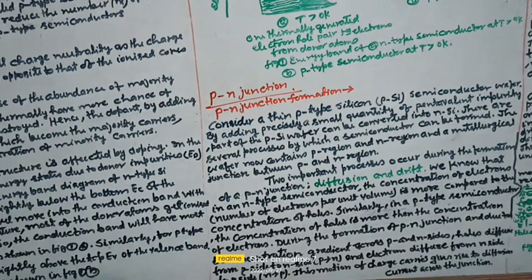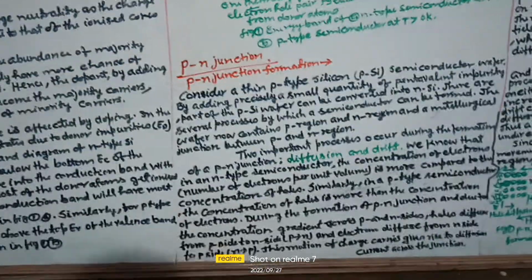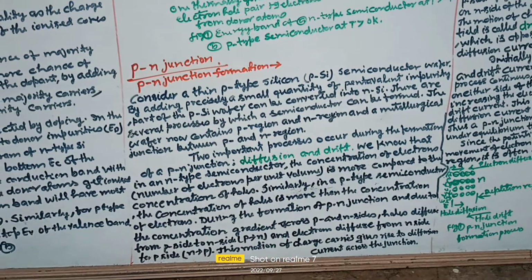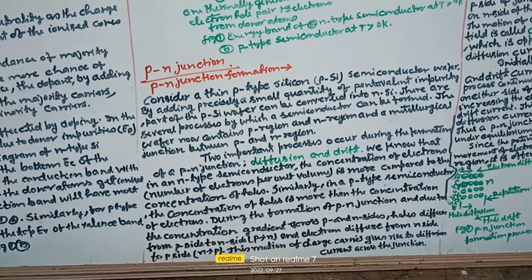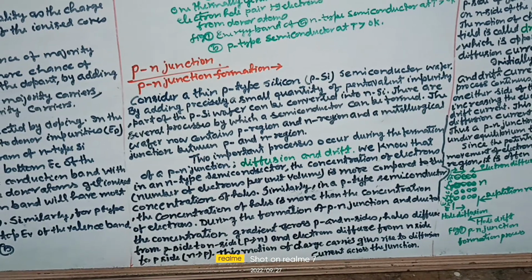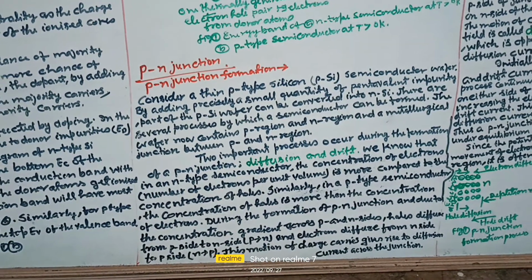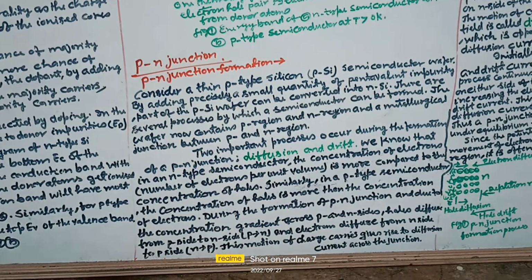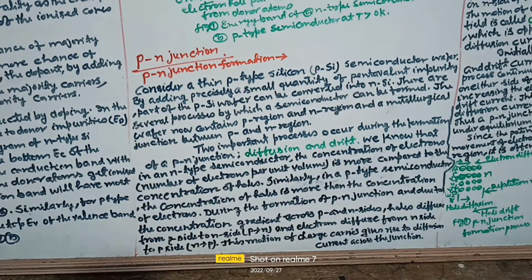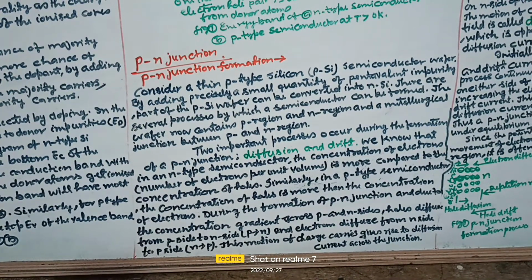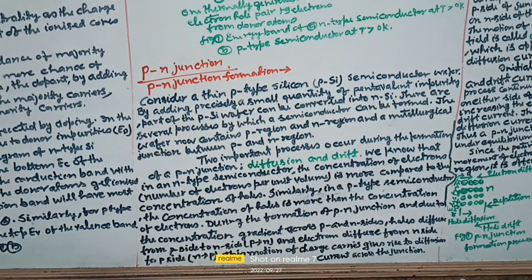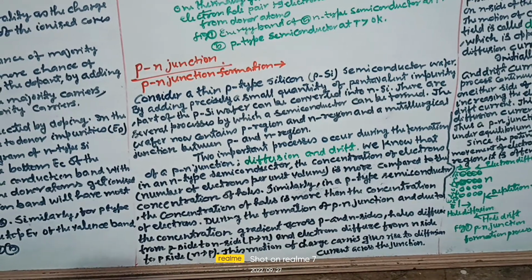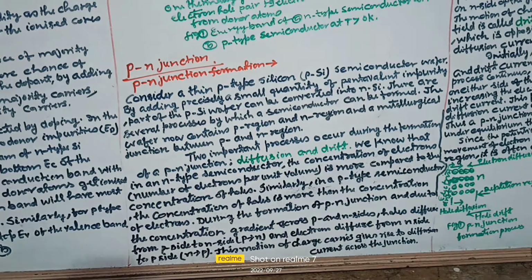Now, p-n junction. p-n junction formation. Consider a thin p-type silicon wafer. By adding precisely a small quantity of pentavalent impurity, part of the p-Si wafer can be converted into n-Si. There are several processes by which a semiconductor can be formed. The wafer now contains a P region and an N region and a metallurgical junction between P and N region. The important processes that occur during the formation of a p-n junction are diffusion and drift.